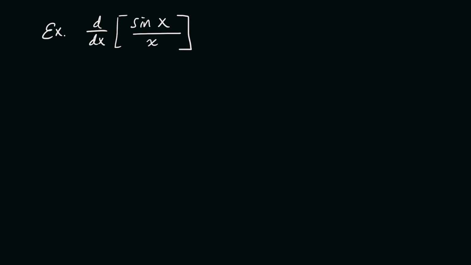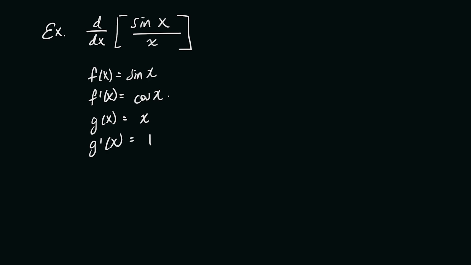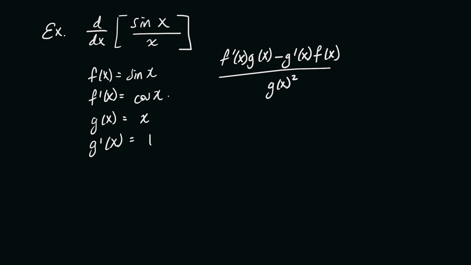So now, let's try to solve it. F of x, the numerator, is just sine of x. F prime of x, we all know it's just cosine x. G of x is just equal to x. And then g prime of x is just equal to 1, right? So now, let's put this in the equation. So the equation is f prime of x times g of x minus g prime of x times f of x, right, over g of x squared.